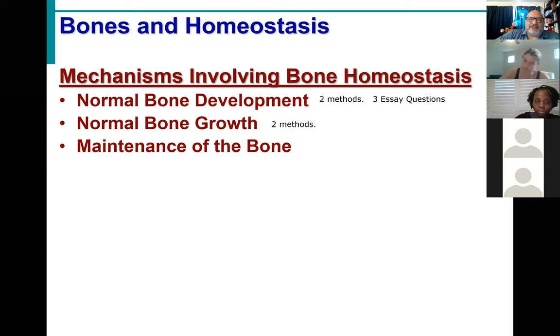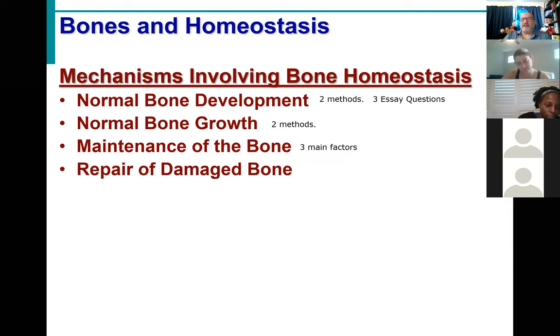Now, most of us in this class have reached our ultimate height. Our epiphyseal plates, as we've talked about, have closed. However, that doesn't mean that our bones are done being dynamic. There are three main factors that play an important role in helping us to maintain the healthy bones that we have. And of course, when we damage these bones, we are going to need to heal them as well. So these are all the different physiological processes for bones that we need to talk about over the next 2 weeks. However, as we already hinted at in the previous class, we have this other issue with bones.